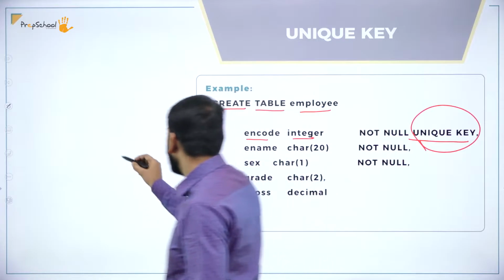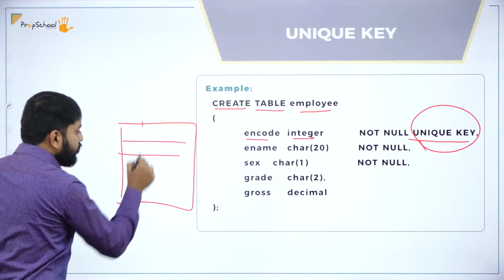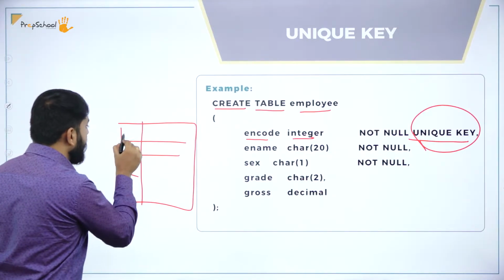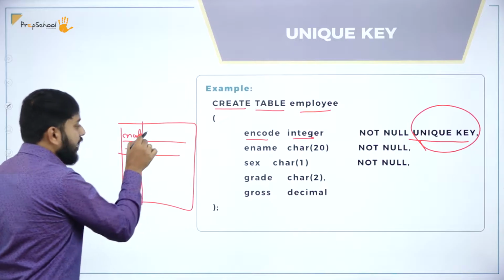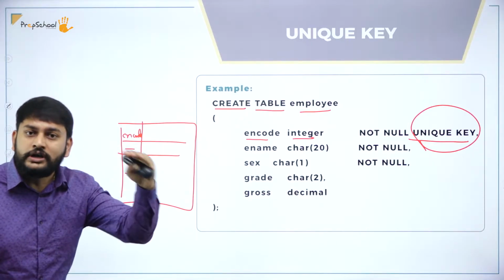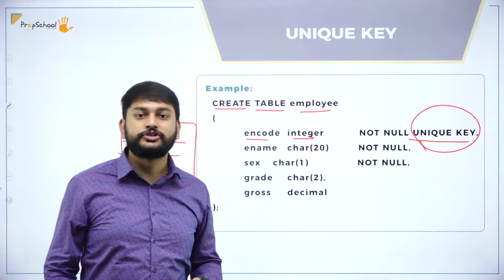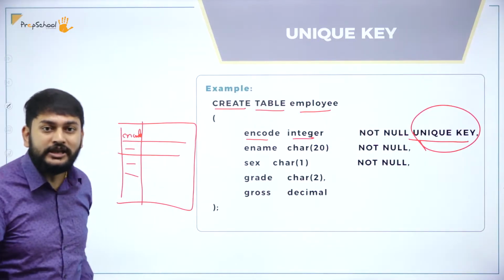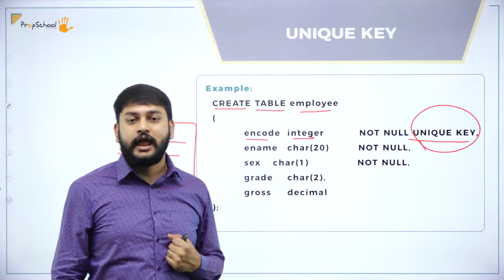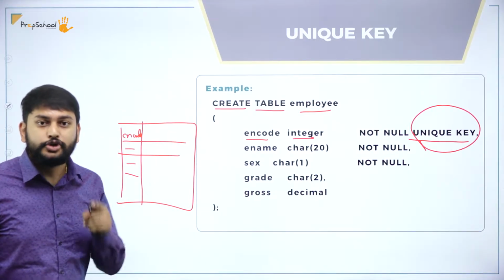Imagine I have the table and I'm entering values to this column. Ecode is the column name. In this column, I should have only unique values. If a value is repeated, it will show me an error. That is what you have to understand, and that's a main important point that you should remember.